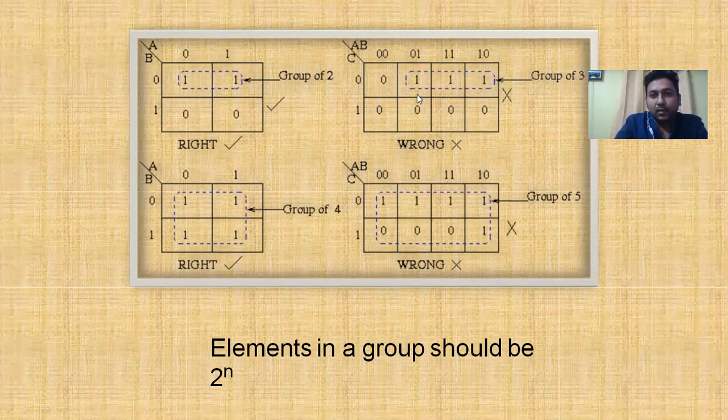But when we group 3 ones in adjacent places, that will be wrong. This is right obviously, because there are 4 ones in adjacent places, so we may group them. And here this is wrong because we consider 1 and 0 simultaneously, which is totally wrong. It will never happen that 1 and 0 are in the same group.